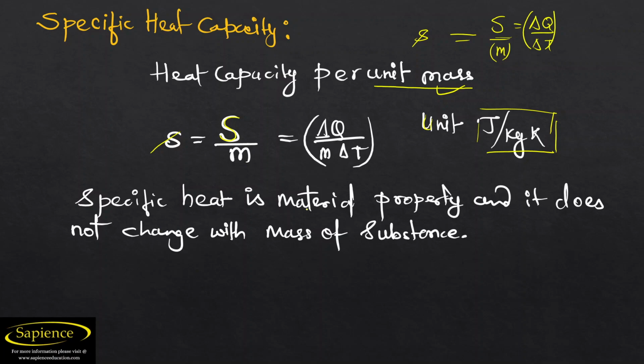Specific heat capacity is a material property, and it does not change with the mass of the substance.